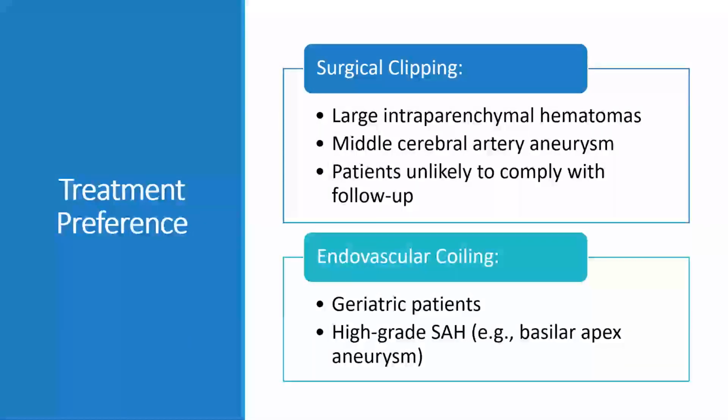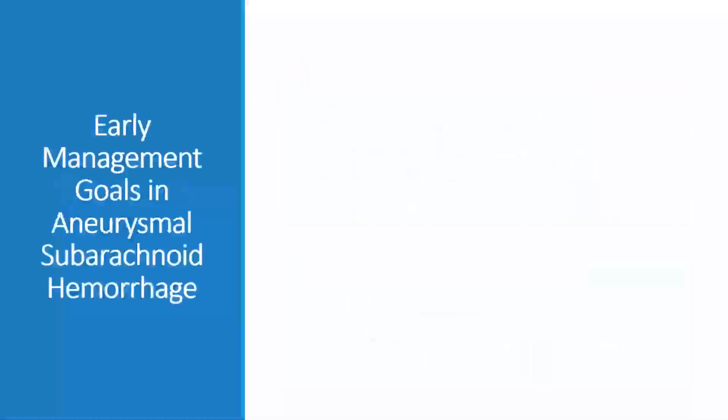Treatment preference. Surgical clipping is preferred when large intraparenchymal hematomas are found, when the aneurysm involves the middle cerebral artery, or when the patient is unlikely to comply with follow-up. Endovascular coiling can be done in geriatric patients or those with high-grade subarachnoid hemorrhage.